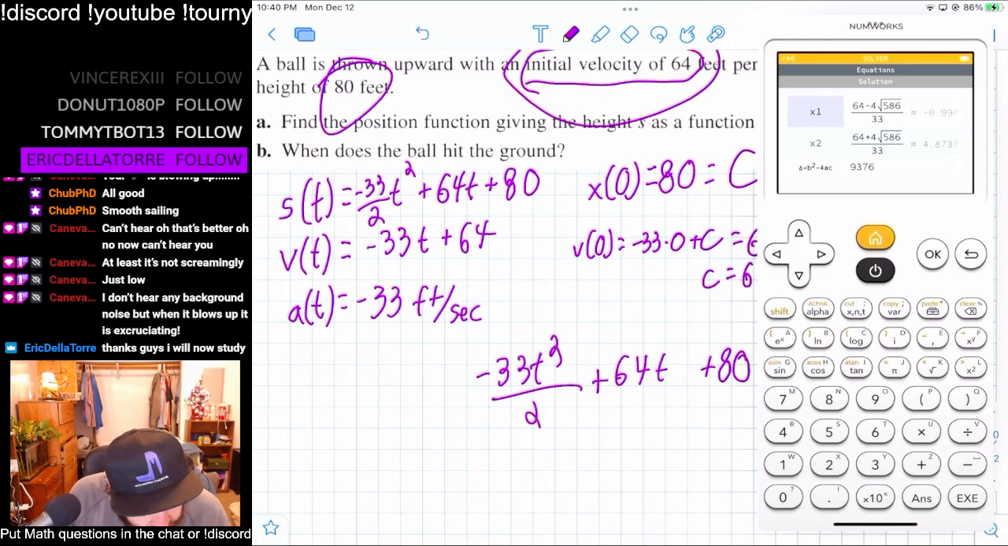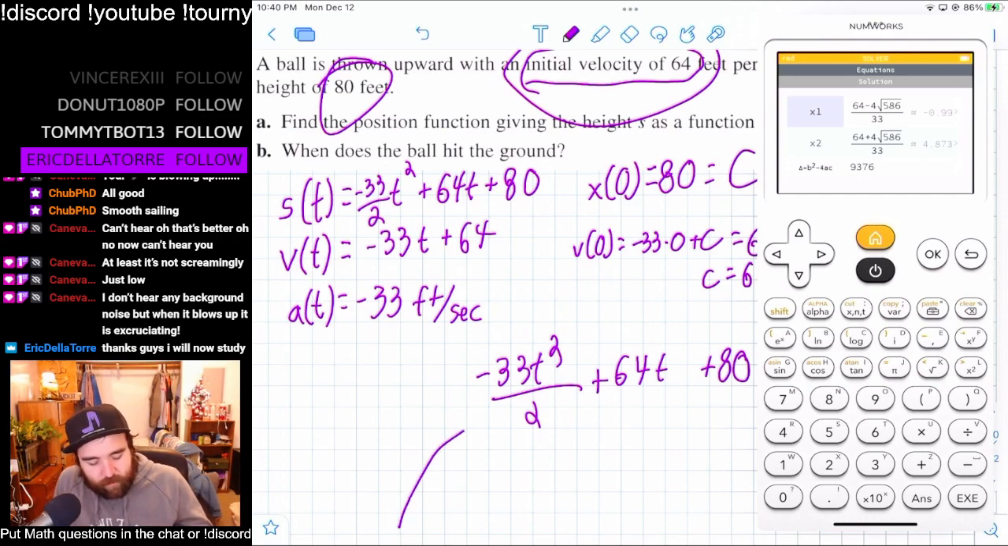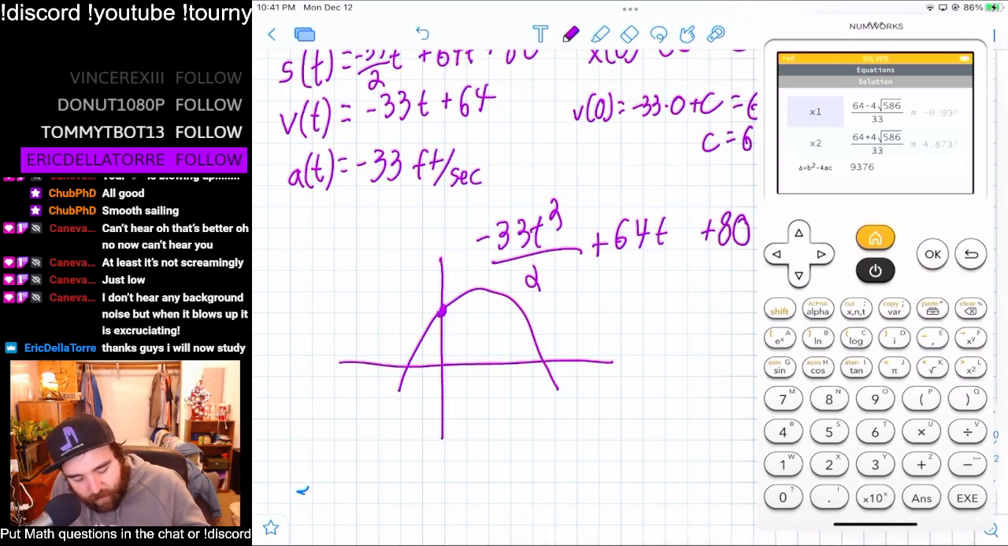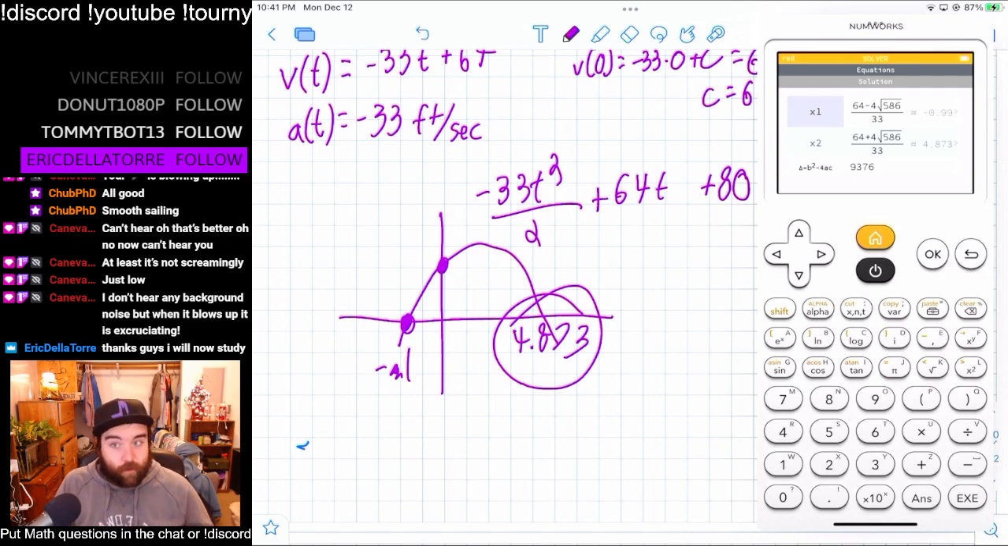So you're seeing we get a negative answer and a positive answer. And that's just because we started up in the air. So, of course, if you think about what this graph looks like, it's a parabola. So we're starting somewhere here, roughly. They're saying if you imagined going backwards, that would be at roughly -1, and then forwards would be at 4.873. And of course, we're not actually going backwards in time, so we just want the one where it goes forwards.